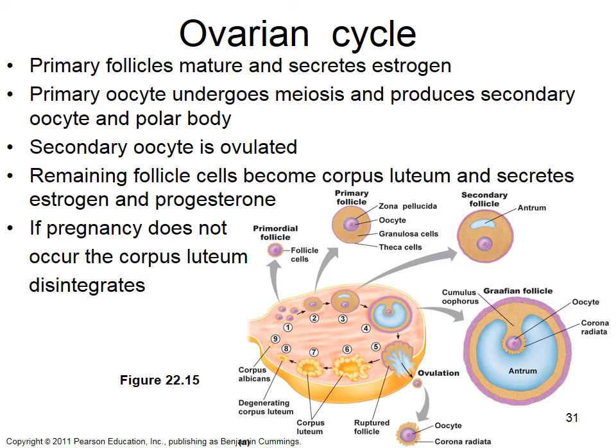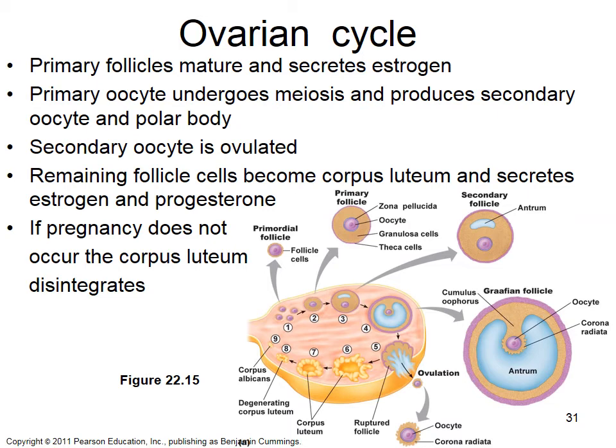So let's look at this, and we'll actually put it inside an ovary. So this is a step diagram. It's not like all these stages are going on in the same ovary at the same time. It shows what happens to a single follicle during the ovarian cycle.